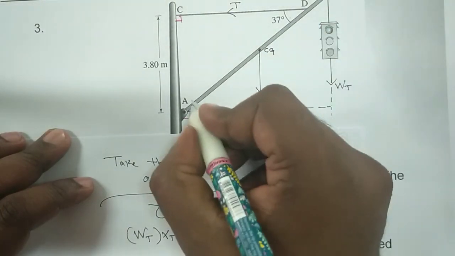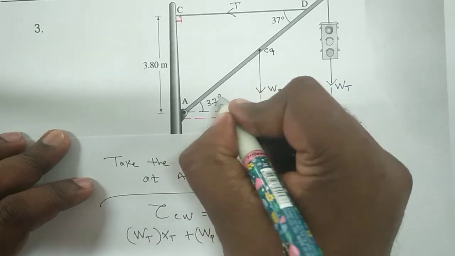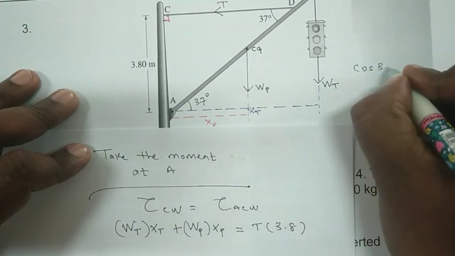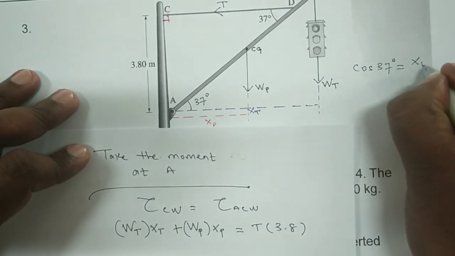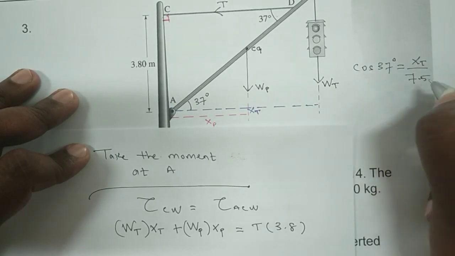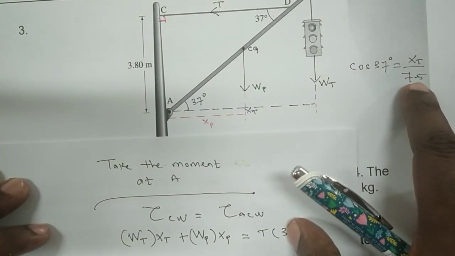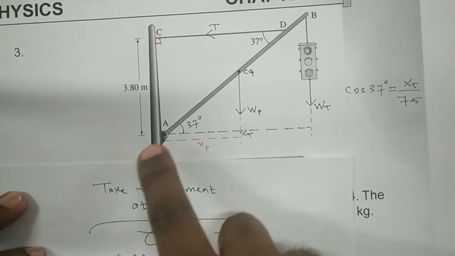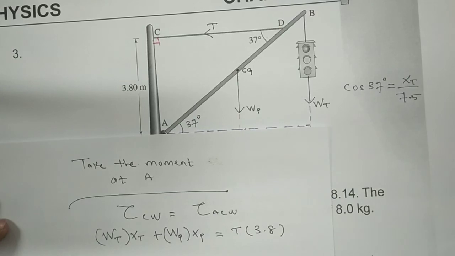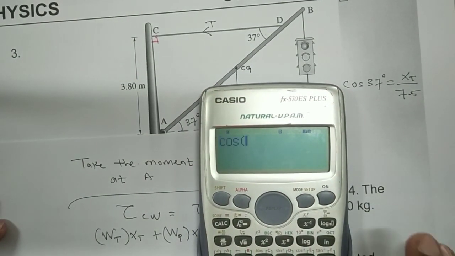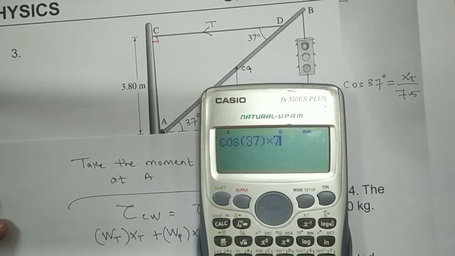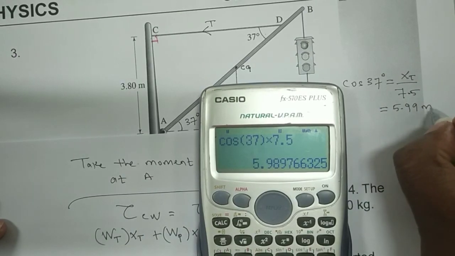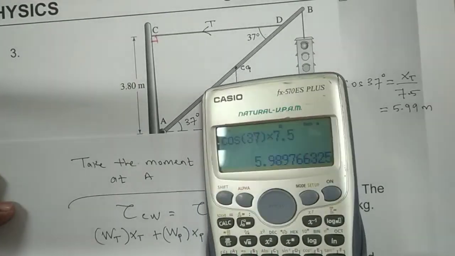Mathematically, these two angles are same. To find xt, we can use cos 37 degree equals xt divided by 7.5 meter. 7.5 meter is the length of the uniform aluminum pole, which is A to B. So by pressing the calculator, cos 37 times 7.5 equals 5.99 meter. If you don't have a calculator, calculate later.